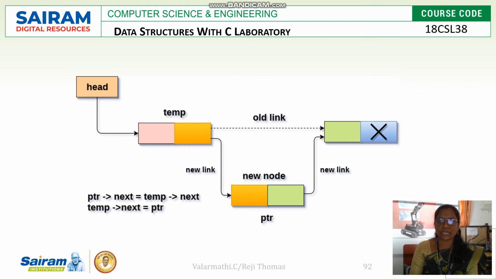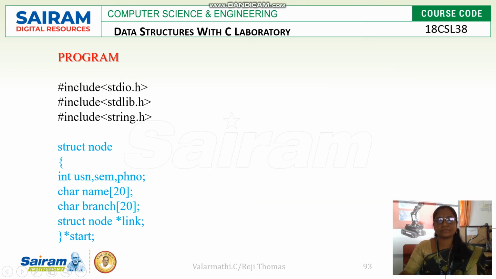So how is it connected? We should make a new link. How do we make a new link? The next part of the temporary node should be connected to the new node. That is one new link which is made. Another new link is from the next part of the new node, which should be connected to the next node. So instead of having one old link, two new links have been created here. That is what is mentioned here pointer-wise.